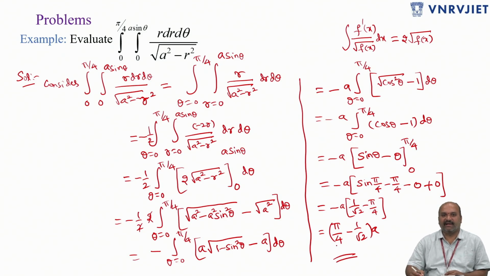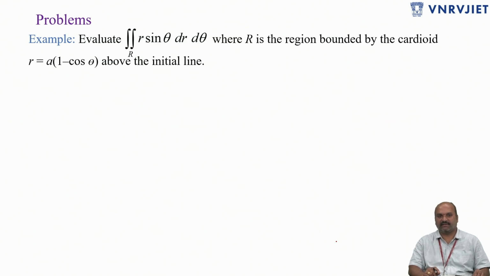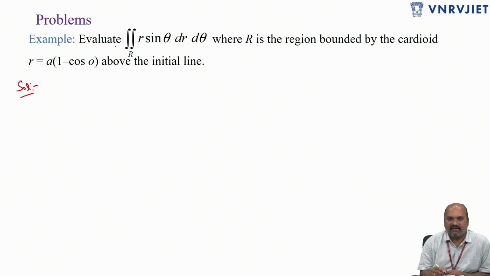So this is the way we evaluate double integral in polar coordinates. Okay, I hope you understand. So here limits are given, and we evaluated the double integral in polar coordinates. Let's see a problem where limits are not given: how to identify the region of integration, how to identify the limits and how to evaluate the integral in polar coordinates. Let's see a problem. Now evaluate double integral r sin theta dr d theta, where R is the region bounded by the cardioid r is equals to a into 1 minus cos theta above the initial line. What is the meaning of initial line?